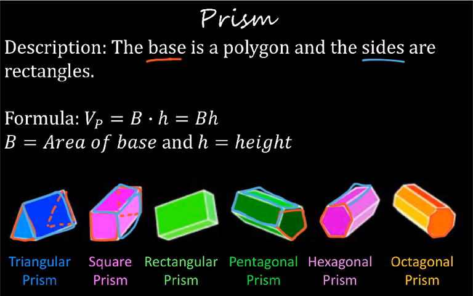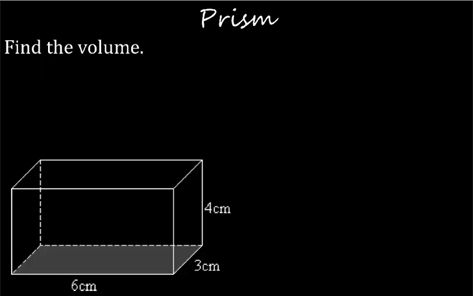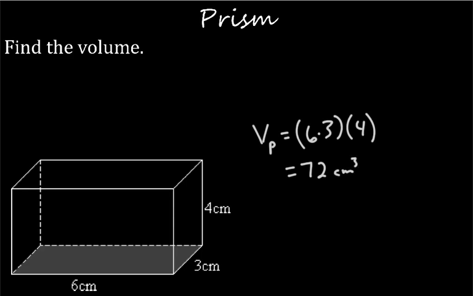So the formula is base times height. Now, when we talked about area of objects, we often talk about base times height. Notice that this is a capital B that we use for the area of the base, and we're multiplying that by the height. So let's look at a simple example here. The volume of a prism is equal to the area of the base, which I will have as 6 times 3, times the height, which is 4. And that turns out to be 72 centimeters cubed, or cubic centimeters.